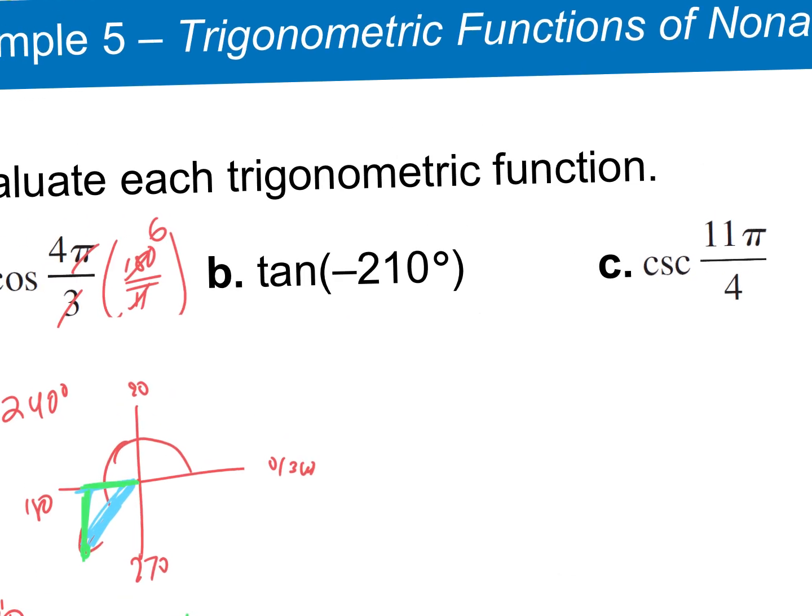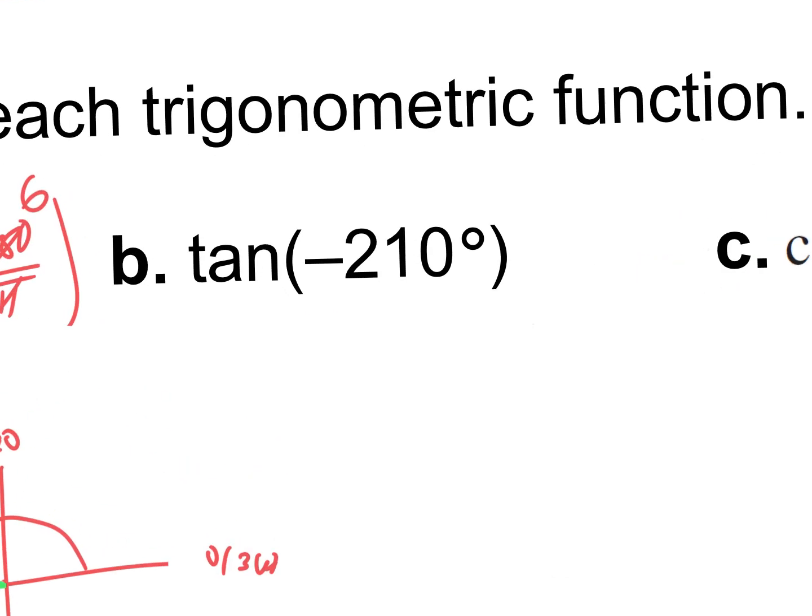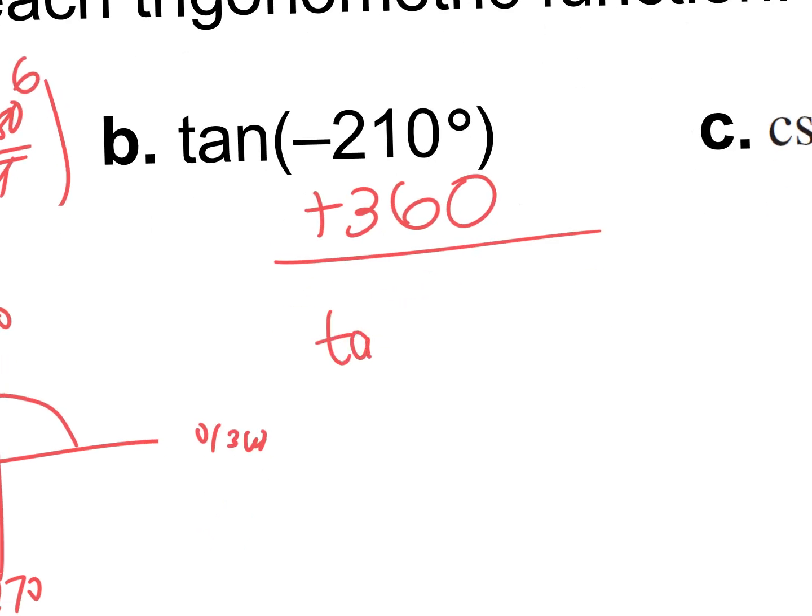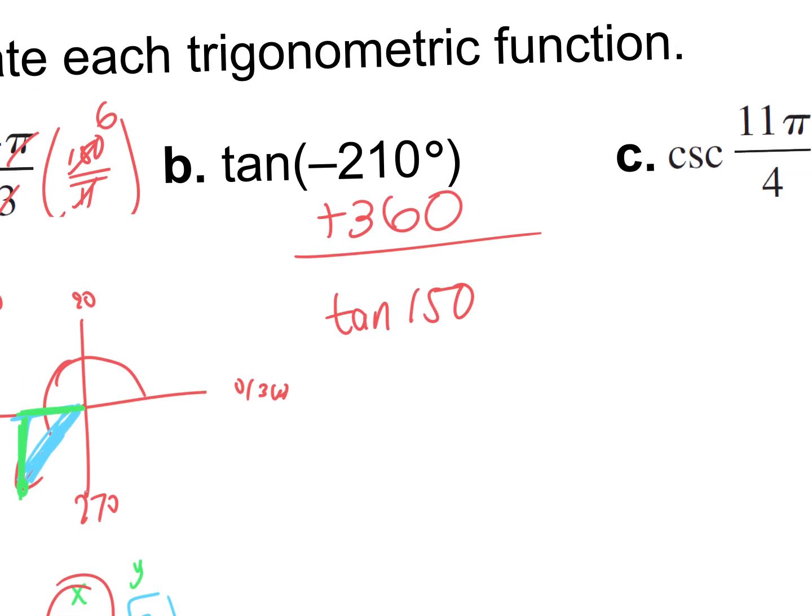All right, so let's come over here to negative 210. First of all, we don't like to think in negatives, guys, so I'm going to go ahead and add 360 to this and find out what angle we're talking about from the positive direction. The angle that we're talking about, we're trying to find the tangent of 150. So let's draw that angle. Here's 0, 360, 90, 180, and 270. Well, that's going to be over here in quadrant 2.